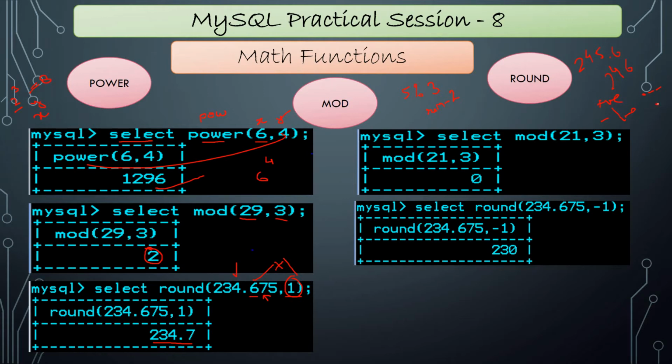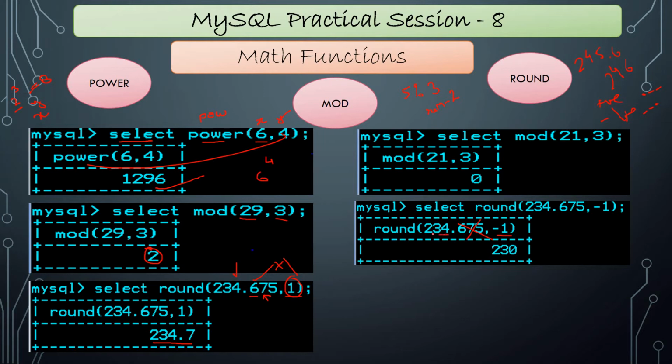This is your decimal and I want to round it off before the decimal. For negative values, we always round to the nearest tens, hundreds or thousands place. So here I am giving -1. Okay, correct. Here it is -1, so this part will get removed. We have no need to care about this part.